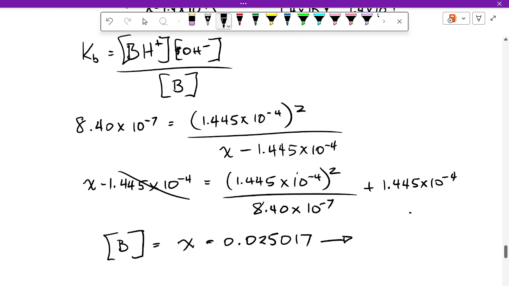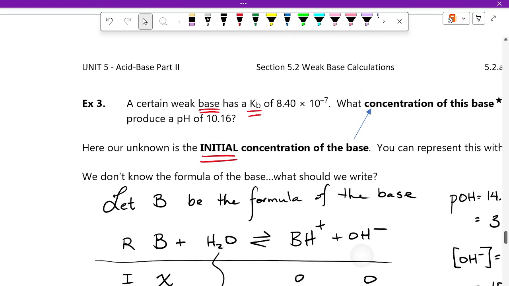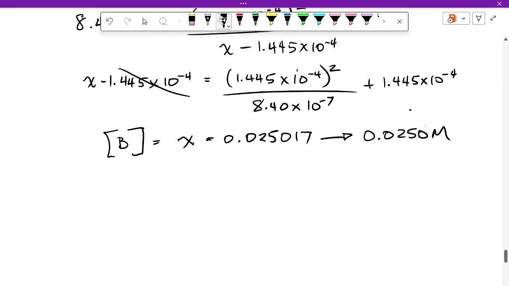Did you guys get 0.0250? Yay! 3 sig figs, I think. Oh, hang on. Yeah, we got a Kb. Oh, no, 2 sig figs because of the pH. Why don't I just erase that? There we go.